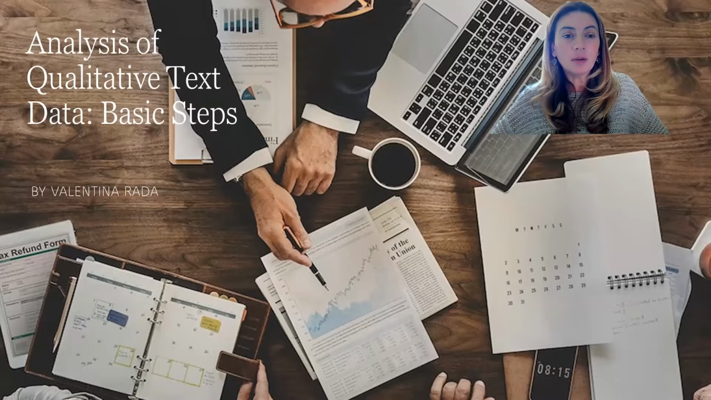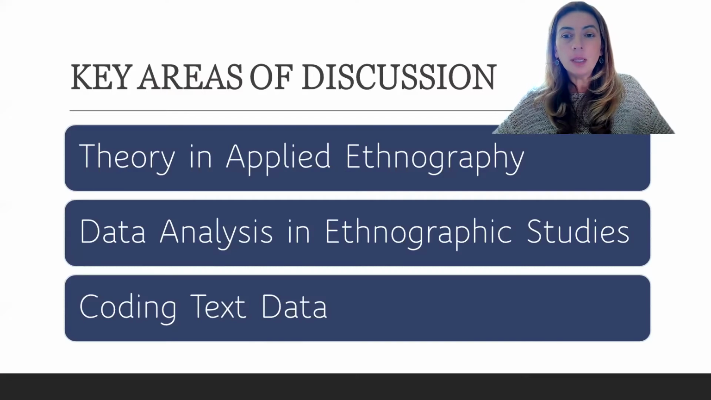This time, we are going to talk about analysis of qualitative text data, basic steps. So, really quick, the three concepts we will discuss from this chapter are theory in applied ethnography, data analysis in ethnographic studies, and coding of the text data.